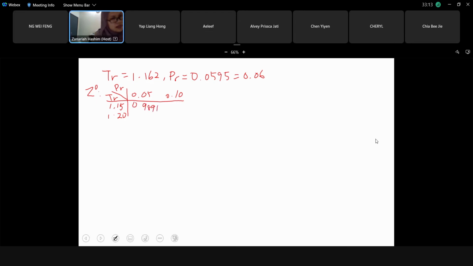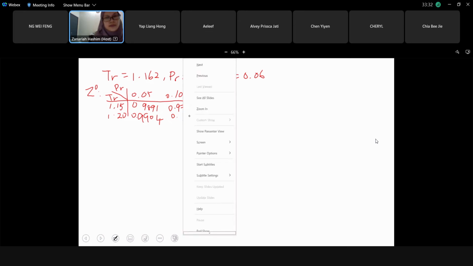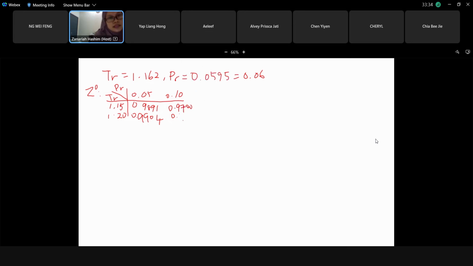0.9891. And then here is 0.9780. Okay, and then 0.9904. And here is 0.9808. Okay, so you kena buat interpolation. So in this case dia jadi 2 kali interpolation lah, because sekali untuk PR ataupun TR. You buat TR dulu, PR dulu, it doesn't matter lah. So you have to do twice, yeah.